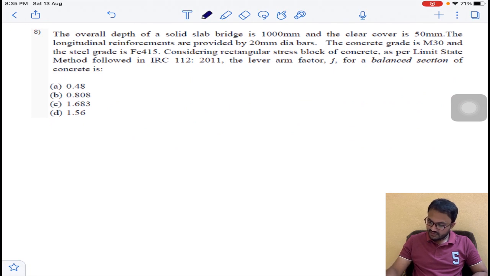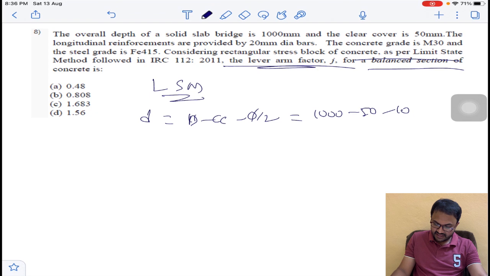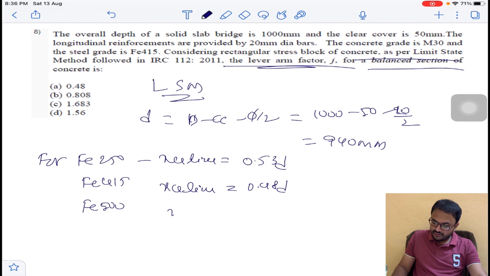Next question. As per limit state method, the lever arm factor J for balanced section is. This is a problem of LSM. First of all, we'll calculate small d is equal to capital D minus CC minus phi by 2. So you will get 1000 minus 50 minus 20 by 2, that is 940 mm. And XU limiting, the limiting depth of neutral axis based upon the grade of steel. For Fe 250 it is 0.53 D, for Fe 415 it is 0.48 D, and for Fe 500 it is 0.46 D.